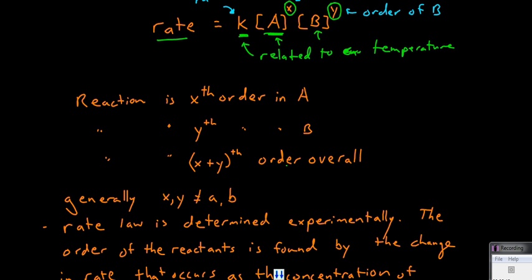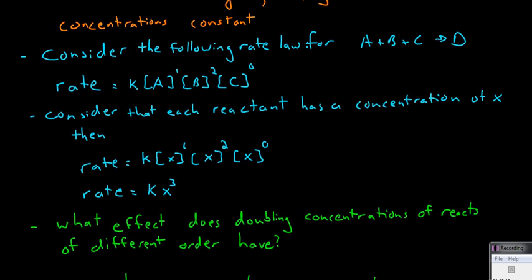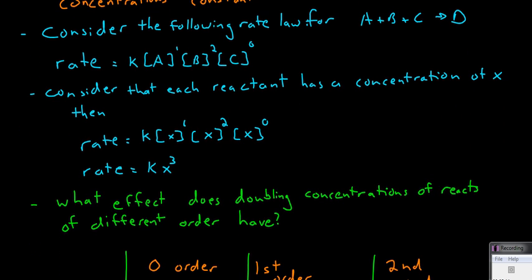So I'd like to establish the relationships of changing the concentrations of things, which result in a certain change in rates, as dependent upon these exponents, the orders of our reactants. So creating a hypothetical reaction where A and B and C react together to form D, we might say that the rate is equal to K times [A] to the first power, [B] to the second, [C] to the 0 power.